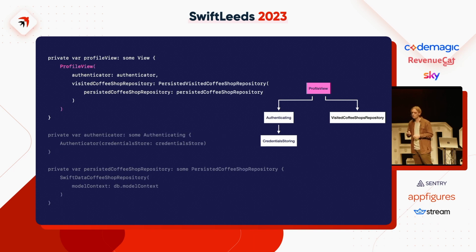And in order to create the profile view, we also need to create its dependencies. Once again, we have a dependency on the authenticator, and here we see the implementation of the authenticator composer. It creates and returns an instance of authenticator, and in order to do that, we inject the credential store that we created earlier in our app and kept the reference to. Then finally, our profile view also has a dependency on a repository that holds the coffee shops we visited. So we call our visited coffee shop repository composer to return that.